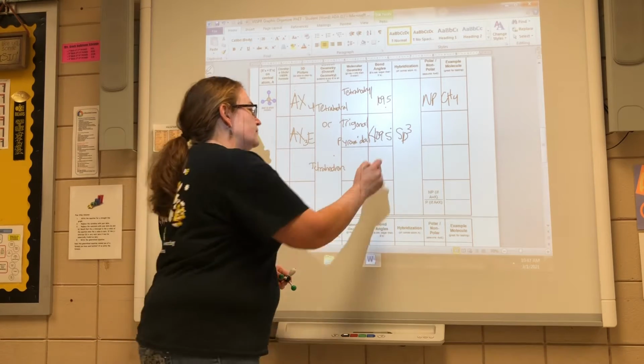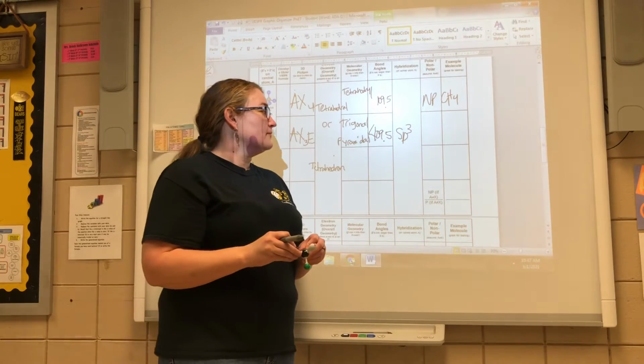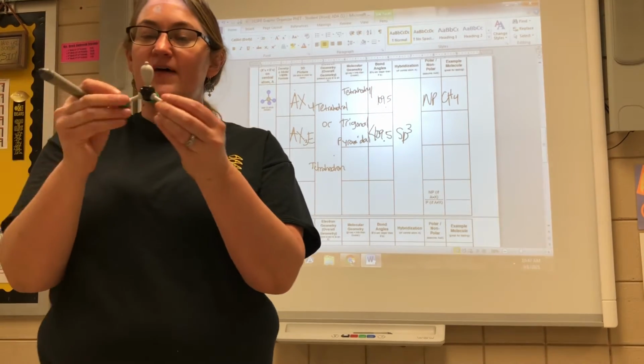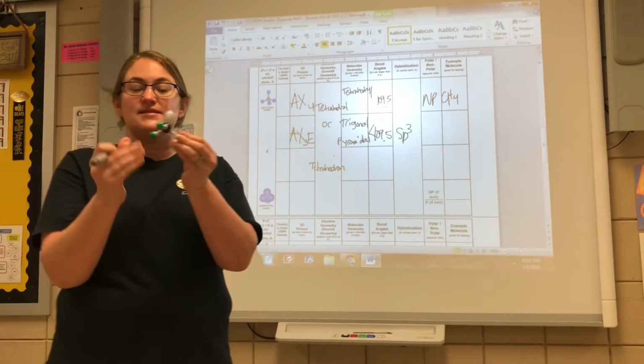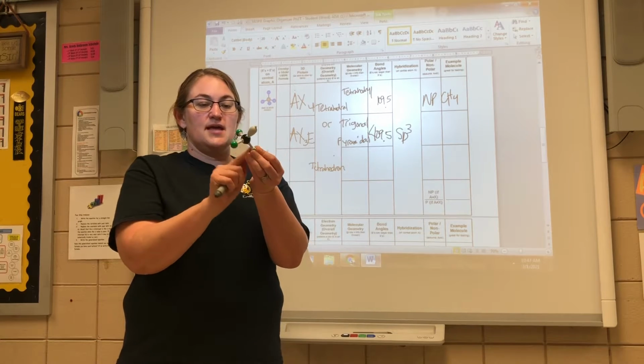So where it was 109.5 when it was all equal, now it's bending these a little bit, so we know it's less than 109.5 between all these angles.